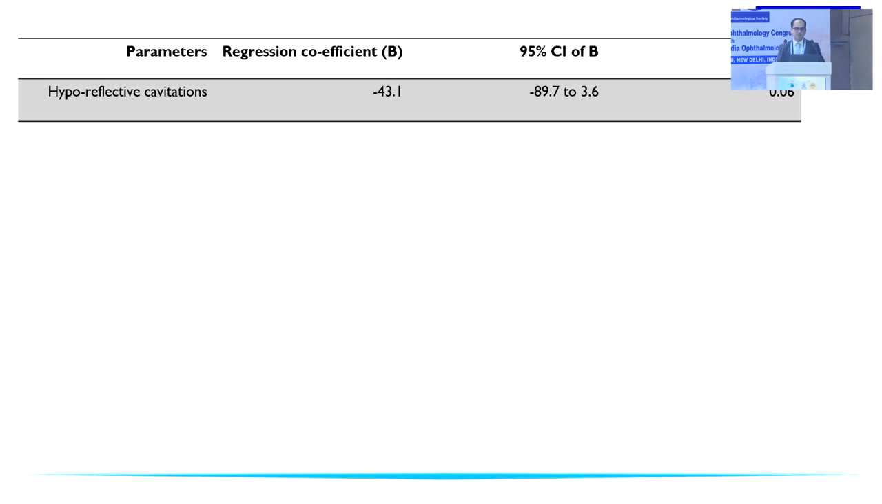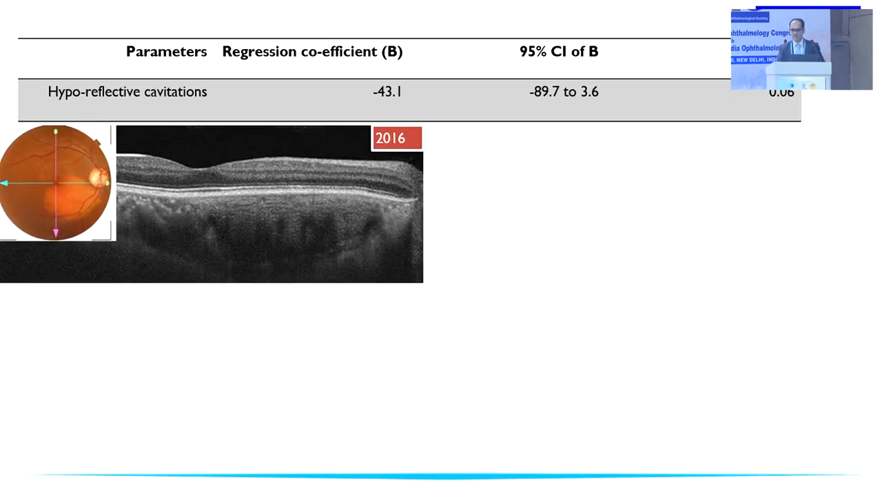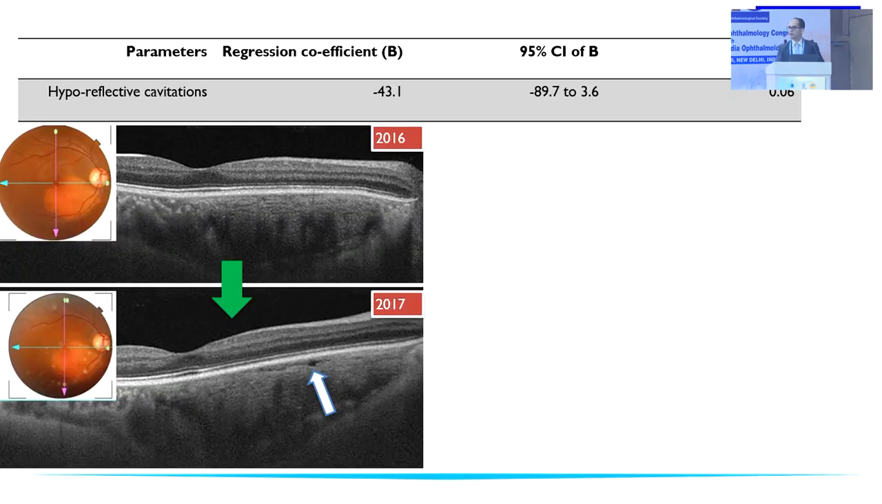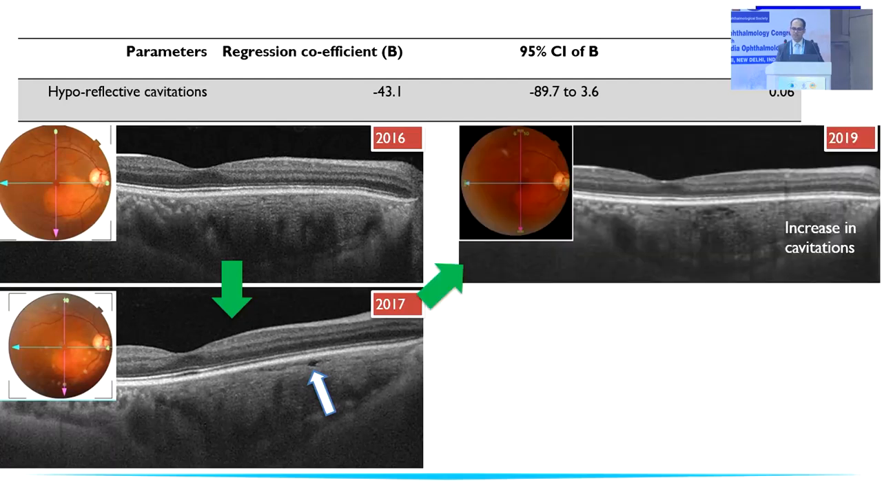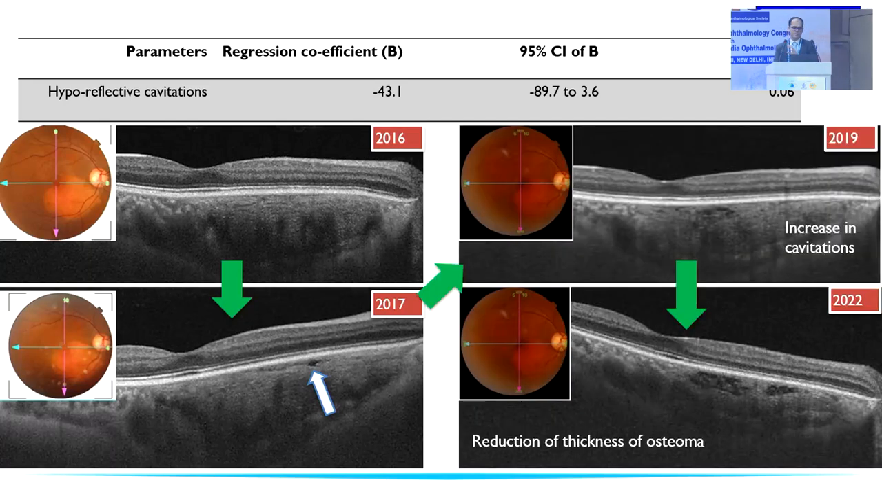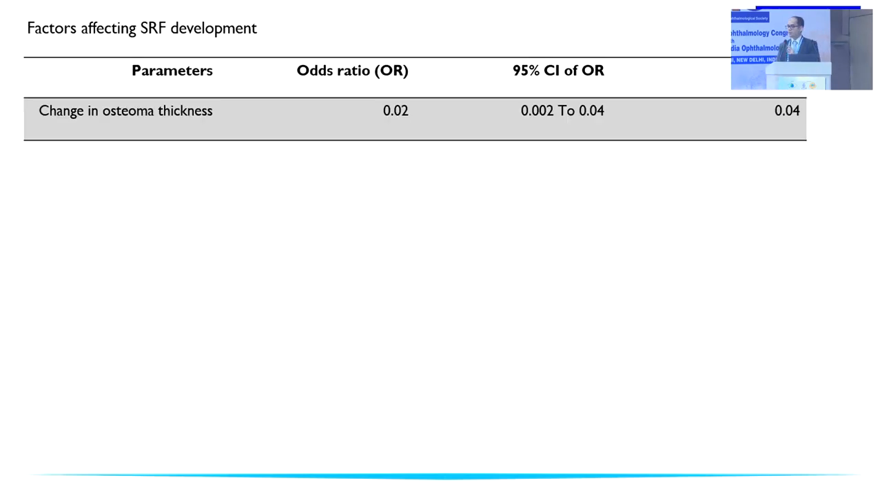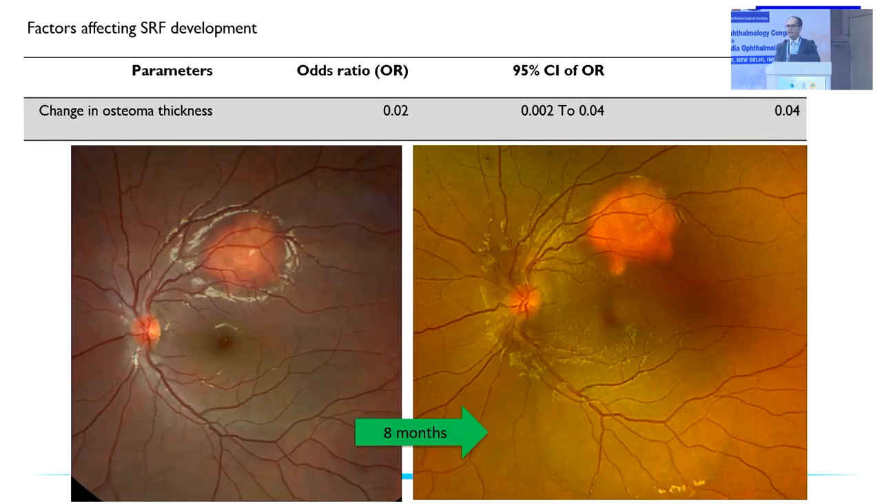We also found these hyperreflective cavitations that tend to appear during the process of deossification. As you can see in this image, the osteoma size is decreasing with an increase in cavitations. We could also see that in eyes which had an increase in osteoma thickness on OCT, most of these patients had SRF development without CNVM formation, as we had previously seen, and it was statistically significant.